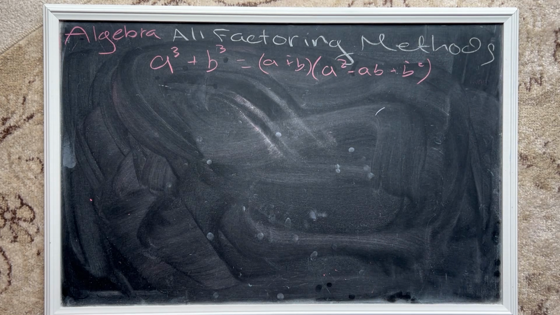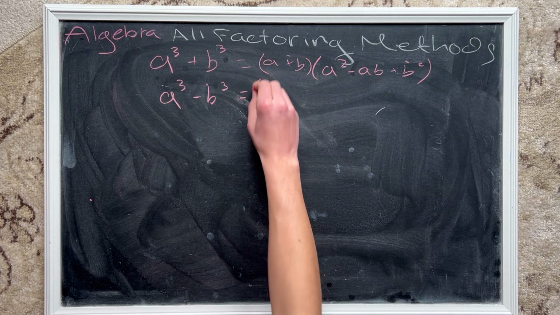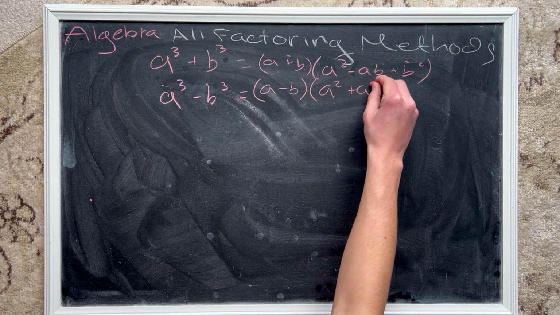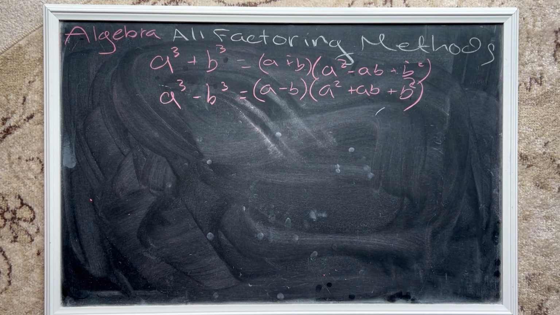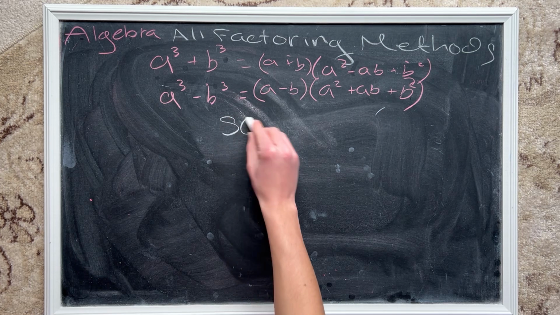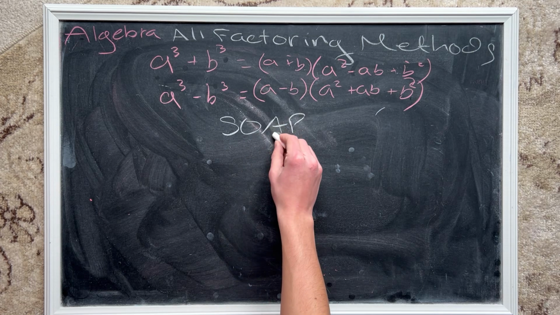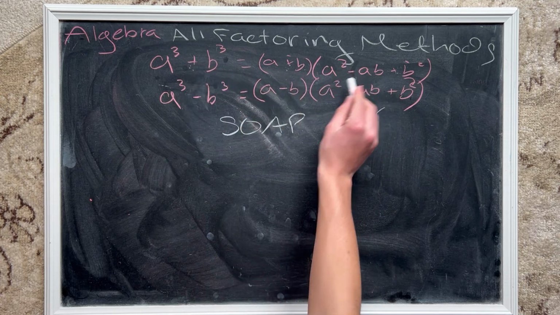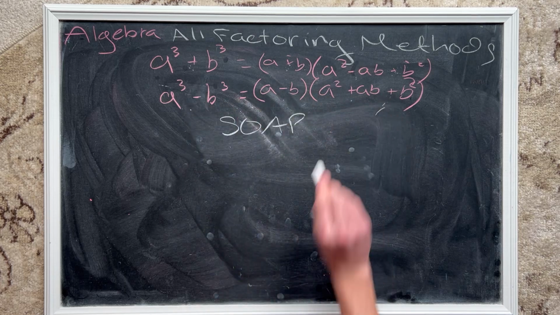Now the same thing is true of a to the third power minus b to the third power, but this is slightly different. (a minus b) times (a squared plus ab plus b squared). And there's a cool acronym you can use to remember the signs for these, and we call it SOAP. That basically stands for same, opposite, always positive. So same sign here, opposite sign, then this one's always positive. Same sign, opposite sign, always positive.